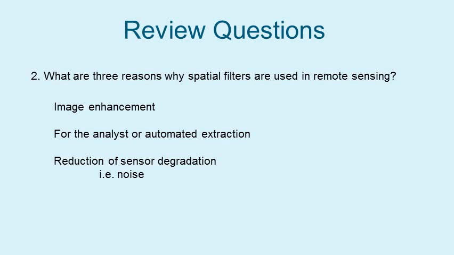Question 2. What are 3 reasons why spatial filters are used in remote sensing? There are 3 primary reasons filters are used. The first and second reasons are to improve the image for further analysis, or to improve the image for some type of automated feature extraction. The third reason an analyst might use spatial filters is to remove or reduce satellite sensor degradation, or noise. For more information, please see slide 6 in Part 1 of the Spatial Filters in Remote Sensing Concept Module.